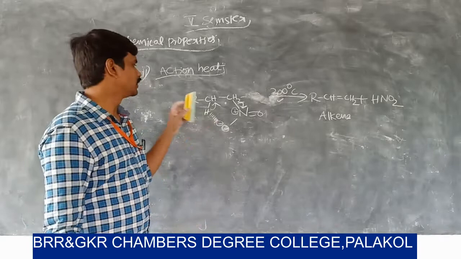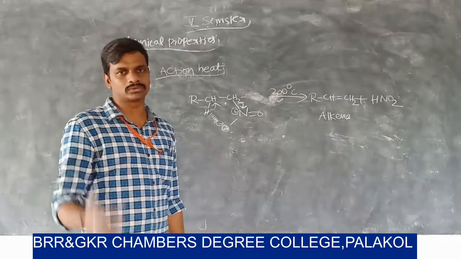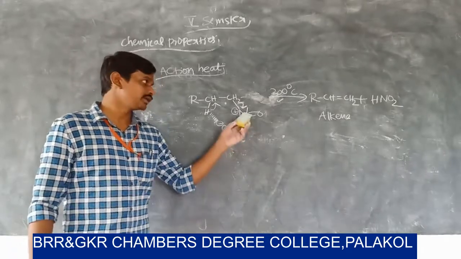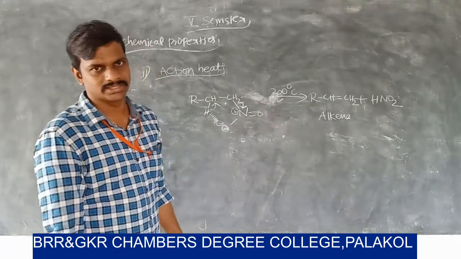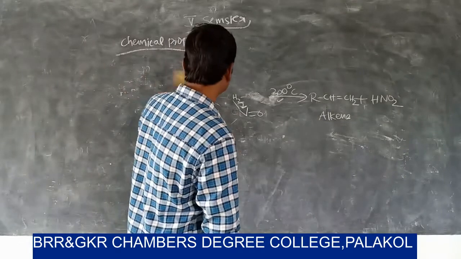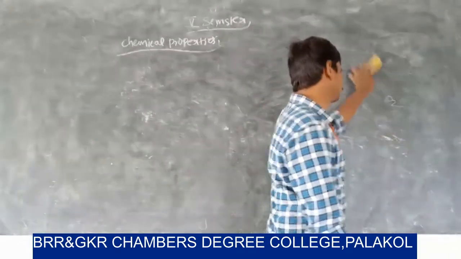So in this action of heat, only nitrohydrocarbons having two or more carbons are involved in this reaction, and only then can we get alkenes. This is about action of heat.